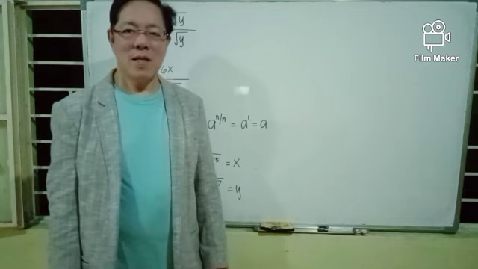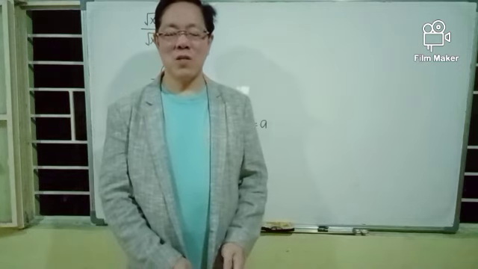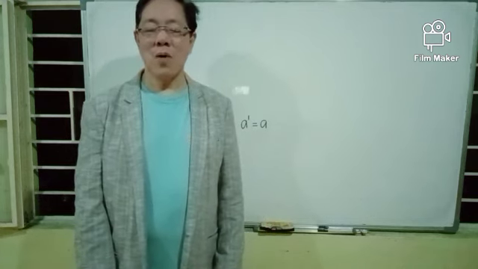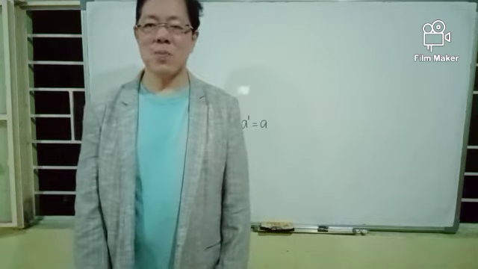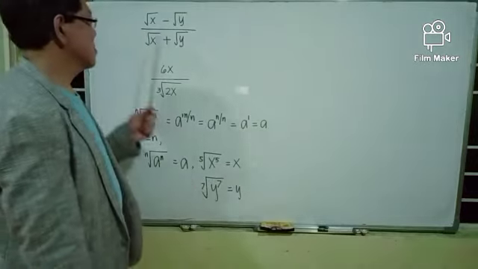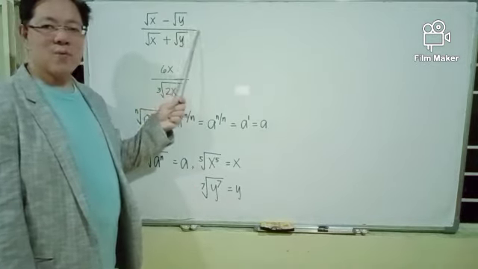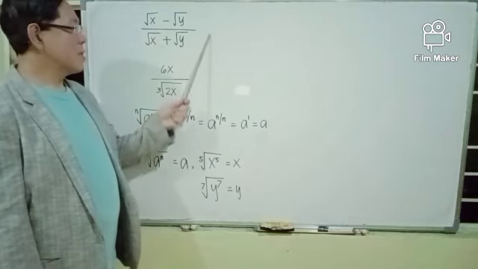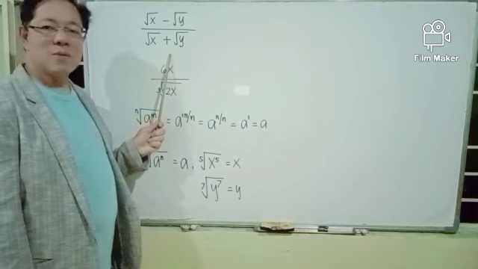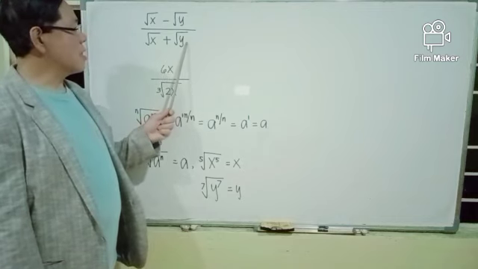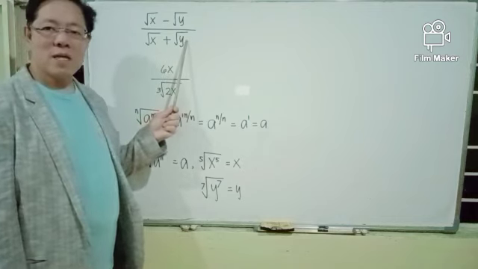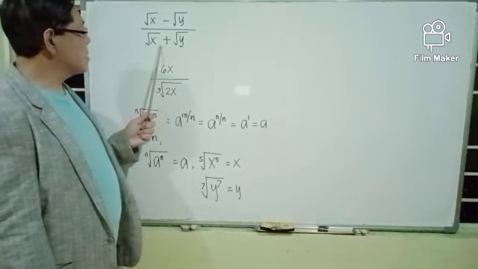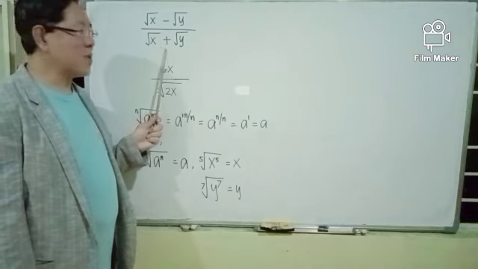In the last lesson, we started out with rationalizing a denominator or numerator that is a sum or difference of two radical expressions such as square root of x minus square root of y over square root of x plus square root of y. This is a rational expression and we can rationalize the denominator. And we said last time that to rationalize is to remove the radical sign. And here the denominator is square root of x plus square root of y.